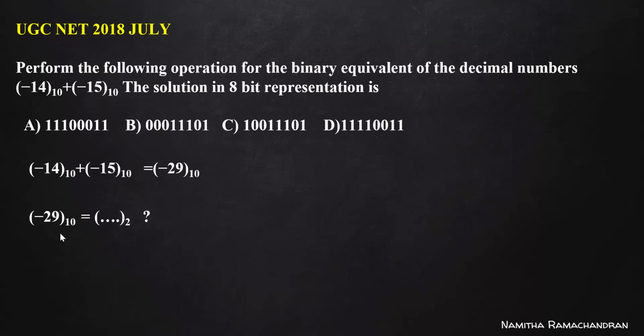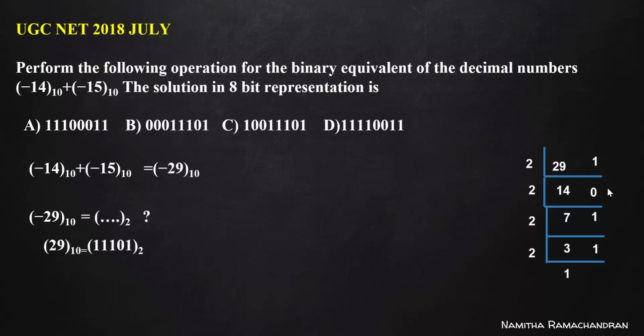In order to get the binary equivalent of our result -29, what we want to do next is take the binary form of +29 first. After dividing 29 continuously using the divisor 2, we get the binary 11101. So this is the binary equivalent of positive 29. To get the binary equivalent of minus 29, we need to take the 2's complement of this. How to get the 2's complement of a binary number? 2's complement is 1's complement plus 1.